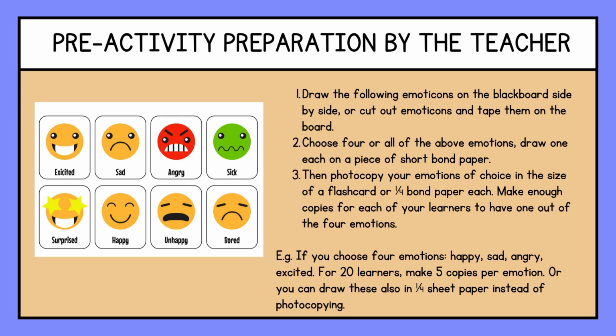Example, if you choose 4 emotions: happy, sad, angry, excited. For 20 learners, make 5 copies per emotion. Or you can draw these also in 1/4 sheet paper, instead of photocopying.